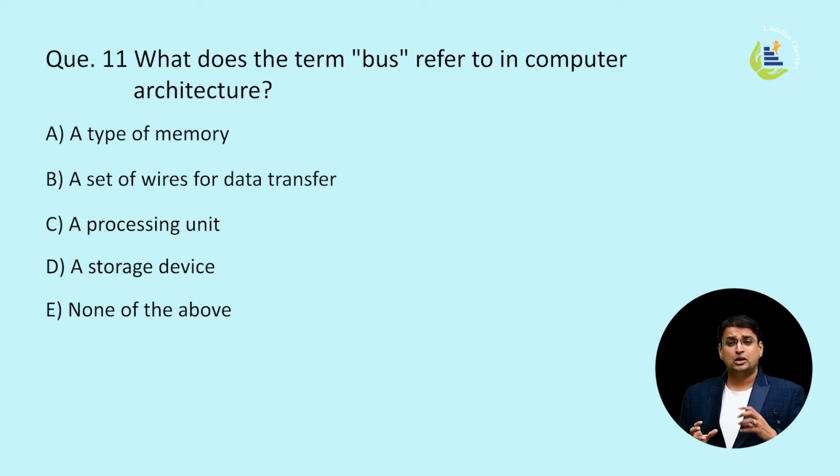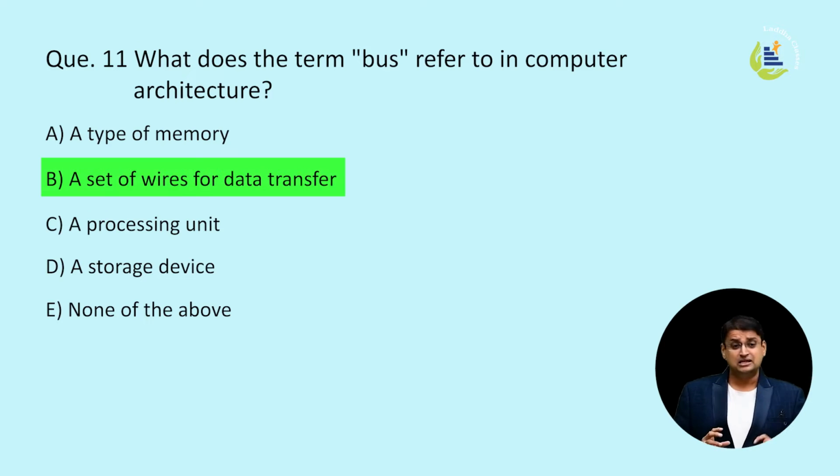Question 11. What does the term bus refer to in computer architecture? Options are a type of memory, a set of wires for data transfer, a processing unit, a storage device. None of the above. Correct answer option is B, a set of wires for data transfer.